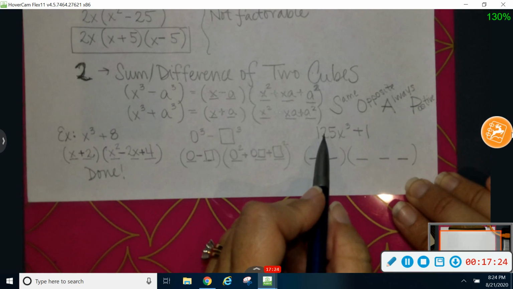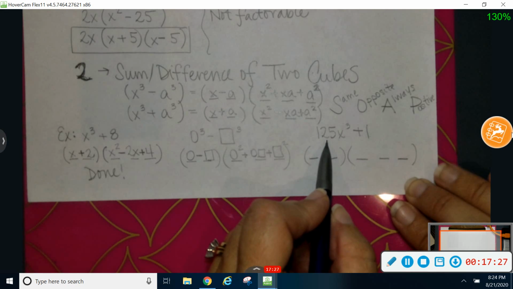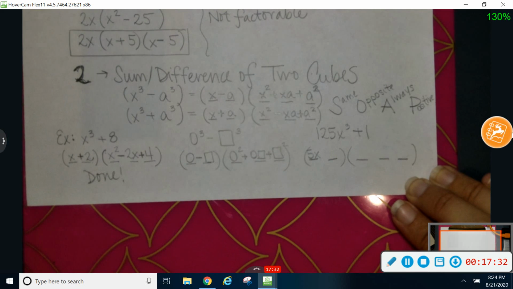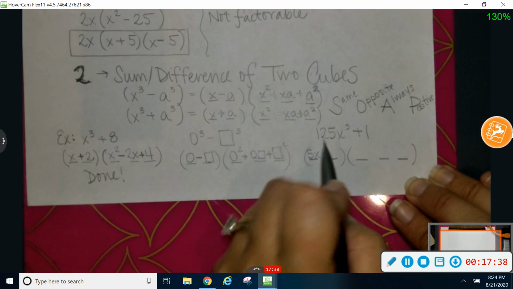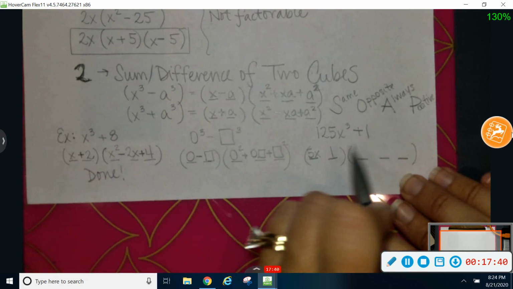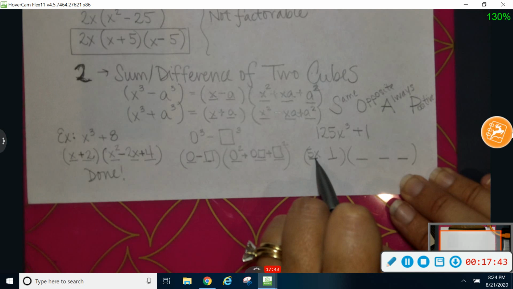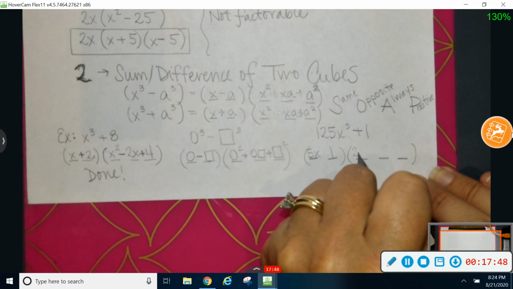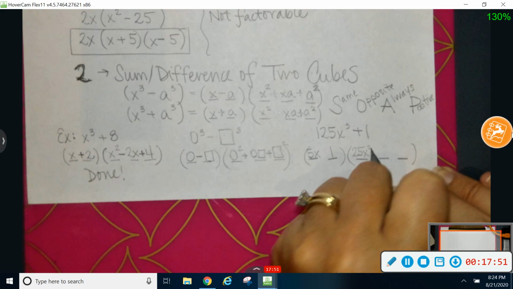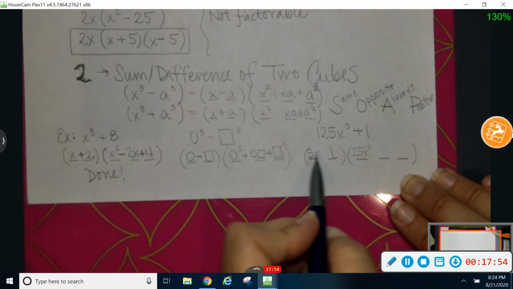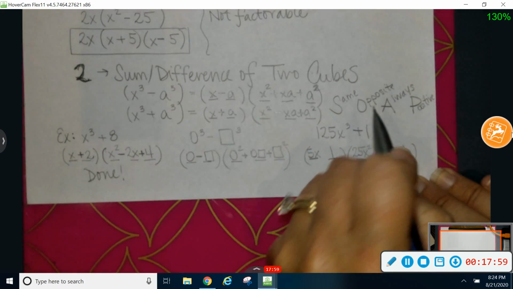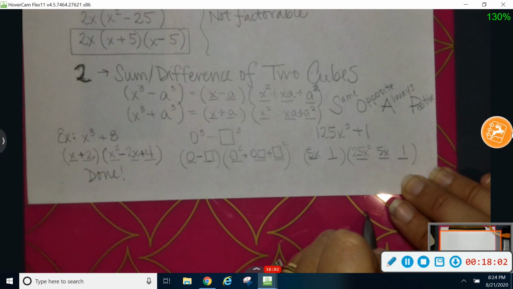I take the cube root of the front. 125x cubed. Cube root of 125 is 5. Cube root of x cubed is x. So the cube root of the first term is a complete 5x. Cube root of the back. Cube root of 1 is 1. How do I get this term? I take the first term and square it. So I have to take all of 5x and square it. So that means it's going to be 5 squared, 25, x squared, x squared. Square the back, take 1 squared, it stays 1. Multiply these together, 5x times 1 becomes 5x.